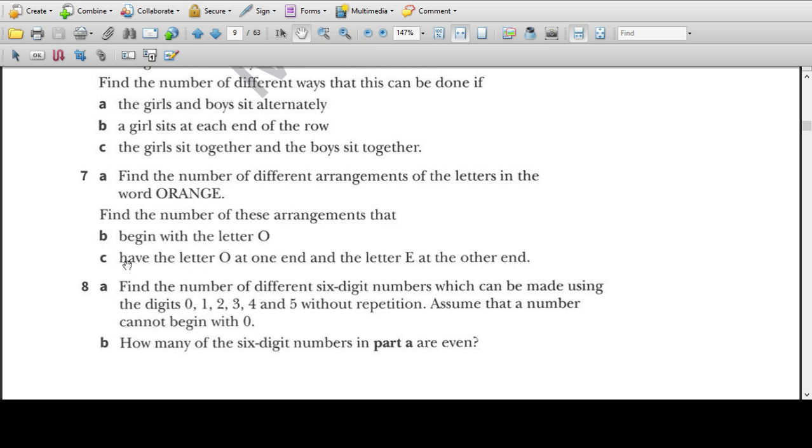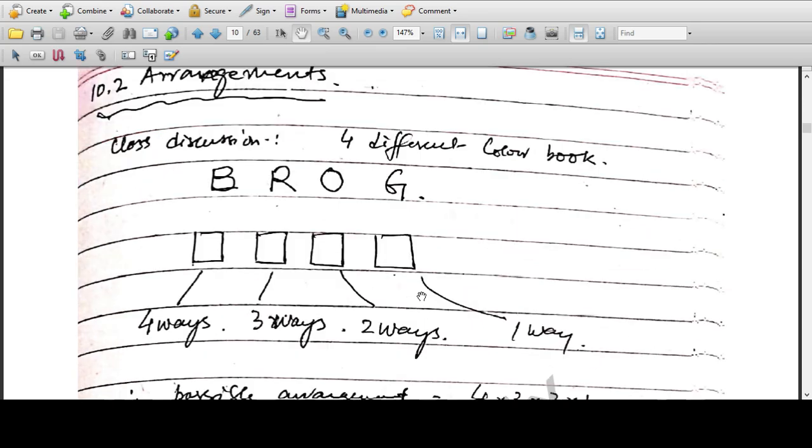For the third part, C, have the letter O at one end and the letter E at the other end. So O may be here and E may be here. So this C part has a twist here.